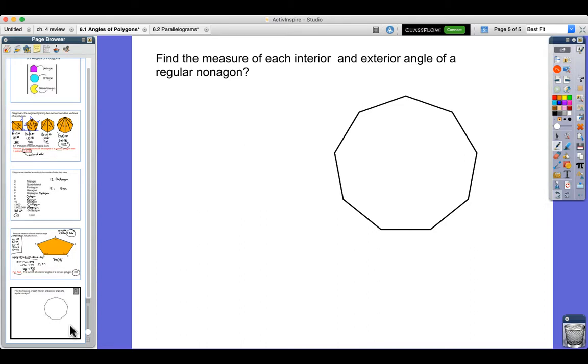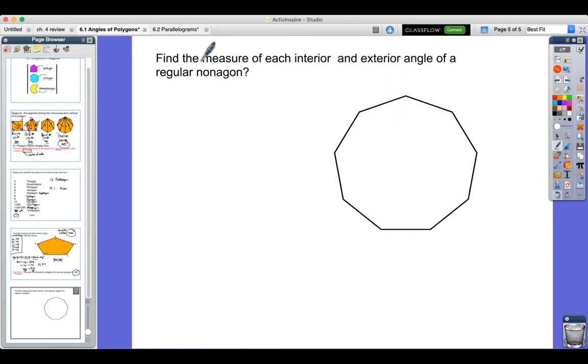So that being said, another way we kind of look at this is check this out. As we extend this side right here out, these 2 angles together will always make 180. Always. So if you find one, you can subtract that from 180 to find the other one. If you know the exterior, subtract that from 180 to find the interior.